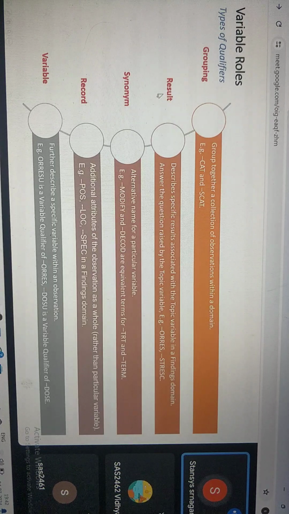Result name itself will contain the result. For example, if you take any test, you will get a result, right? So the result is nothing but the ORRES. It's the original result. STRESC is the standard result, character version. So ORRES is nothing but a result name, as in LB ORRES.